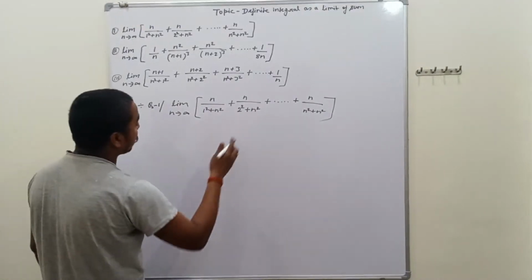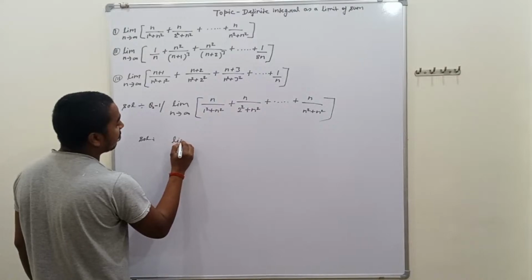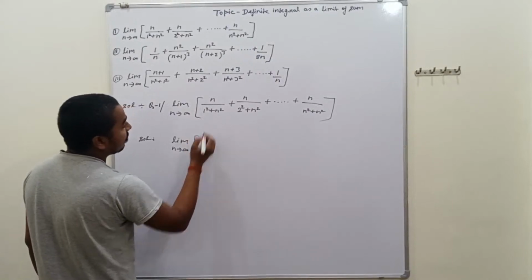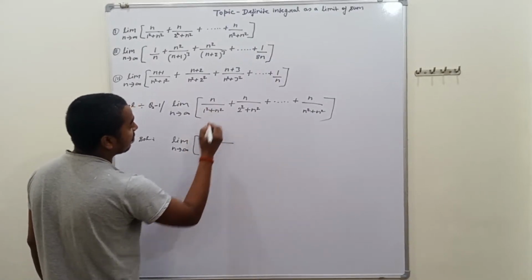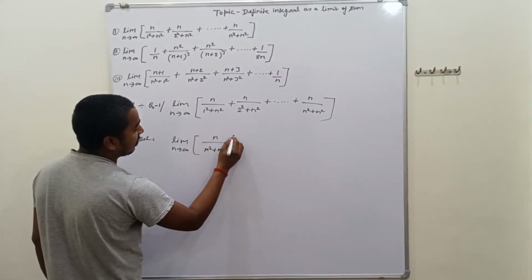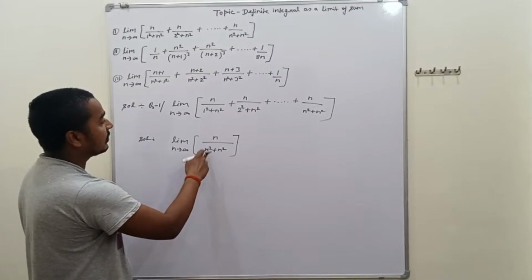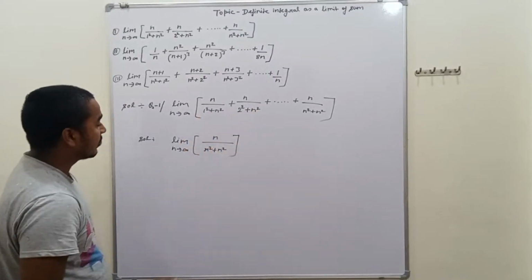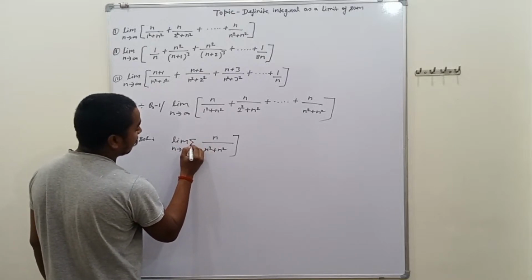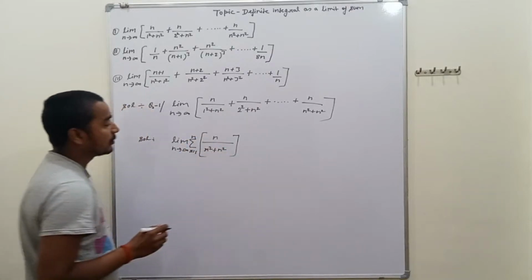Here is the summation, we have to write it like that: the limit as n tends to infinity of n upon r square plus n square. This is the series in which we put values of r, that is 1, 2, 3. We can also write it as the summation of r equal to 1 to n. This is the series we have to find.